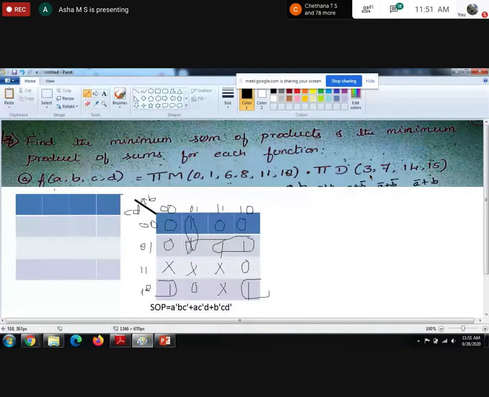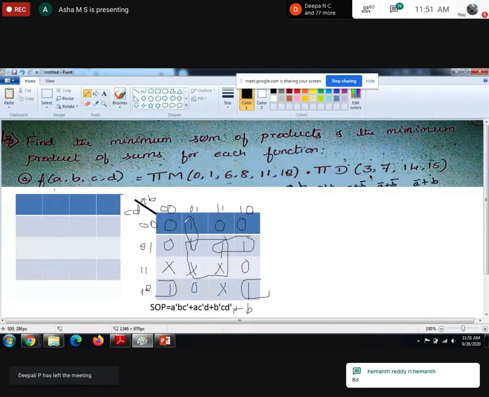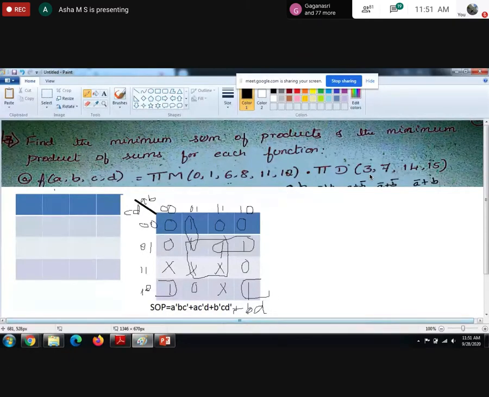First, actually, we have to look for quad only, right? So quad also possible. Then here 0 will get cancelled. I am left with B. Here C terms will get cancelled. Then D. BD.